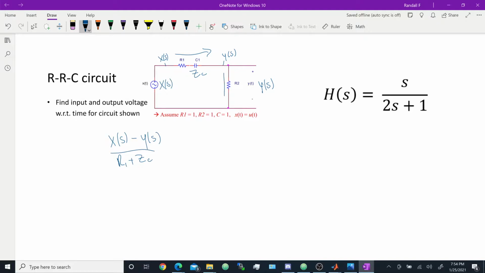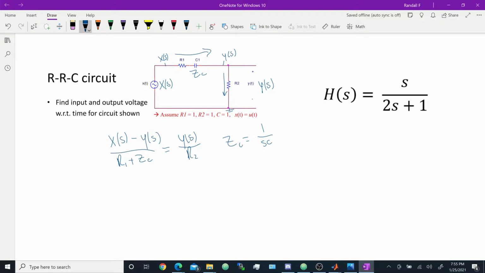Now, that current should also be equal to the current right there. So y of s, well, down here we're treating more as our ground. So y of s minus 0, I'm not going to put that, over R2, that'll be the same current. Now, if you don't know the impedance of the capacitor, you could solve for it with calculus, or you could just realize, okay, well, we could also just say it's 1 over SC because that's equivalent.